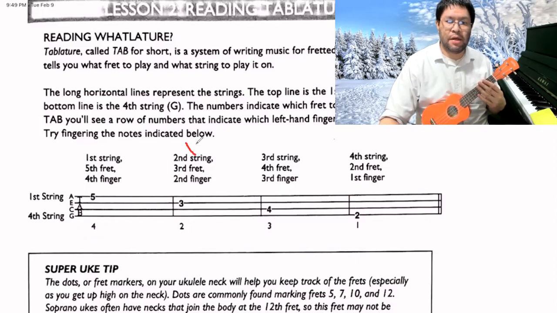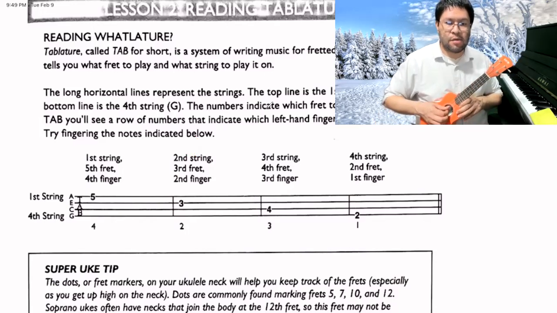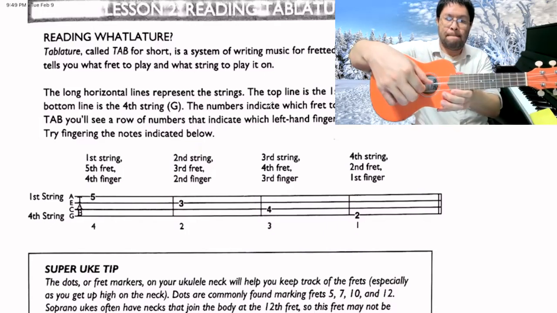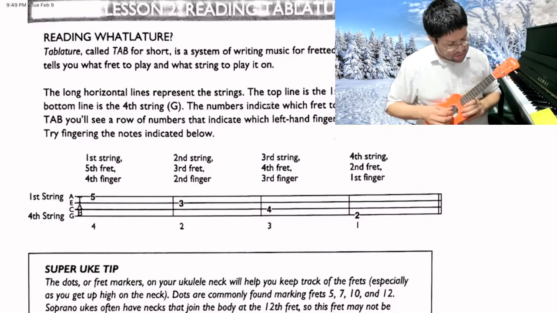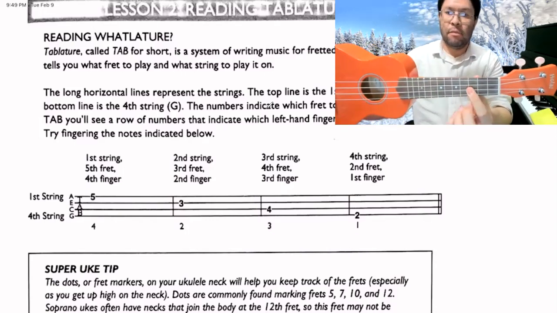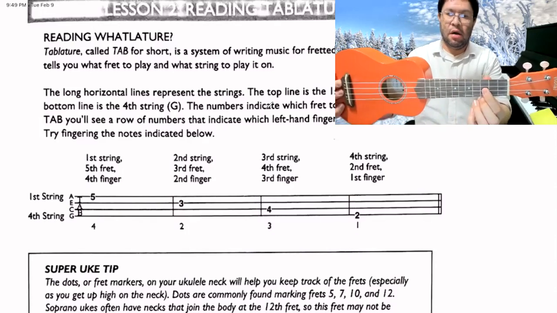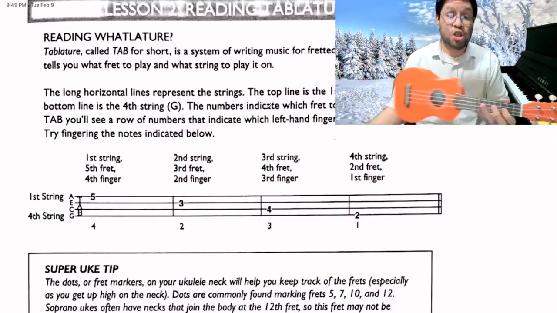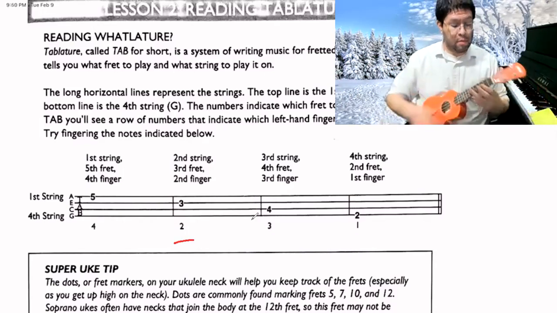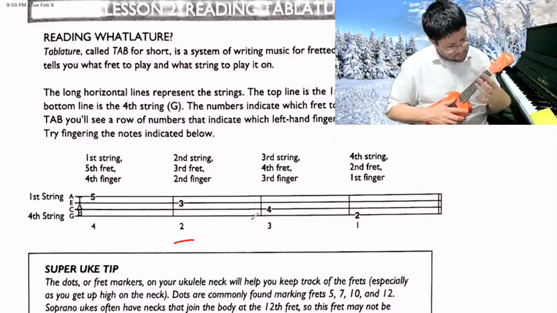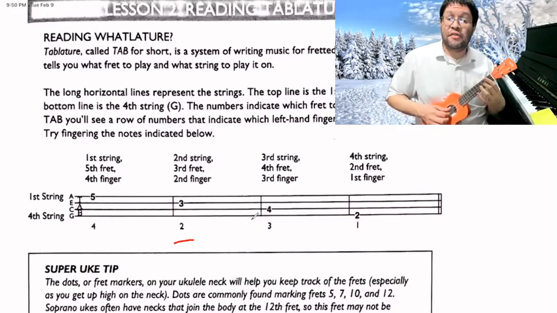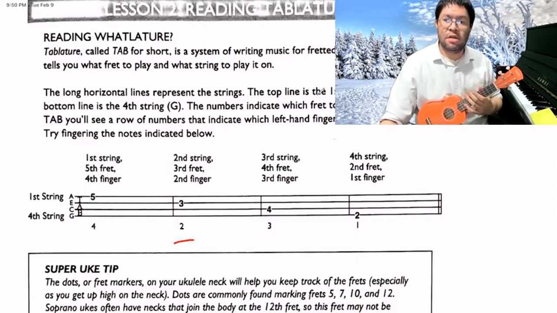Let's go to our next example right here. We have second string, which is string E right there. And the 3rd fret, okay, so 3rd fret is right there. So we have second string, 3rd fret, E, and finger number 2. Take a look, it says finger number 2 there at the bottom. So once again, 1, 2, that's the middle finger, string E, 3rd fret. Let's pluck that. Sounds pretty good. That's the note. Very good.